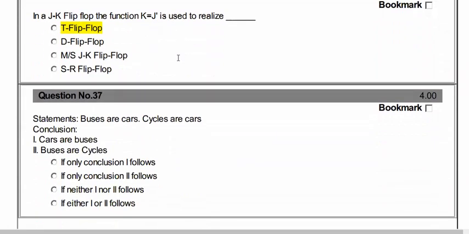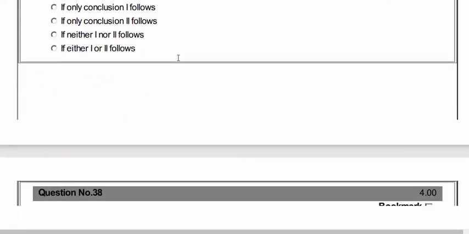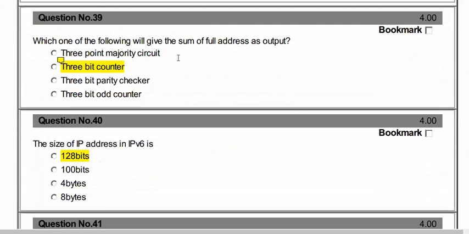Question number 36. In a JK flip-flop, the function K equal to J dash is used to realize dash. Option A is right. T flip-flop. Which one of the following will give the sum of full adders as output? Option B is right. 3-bit counter.